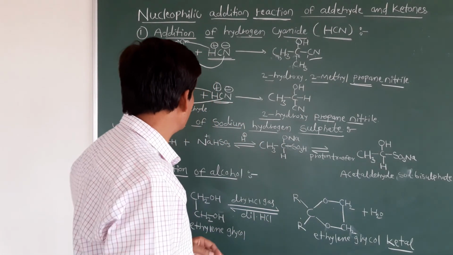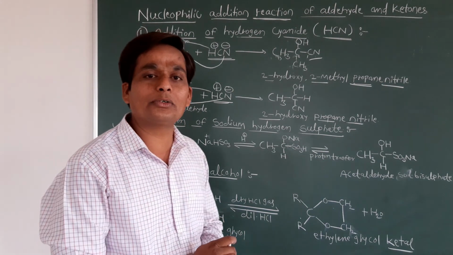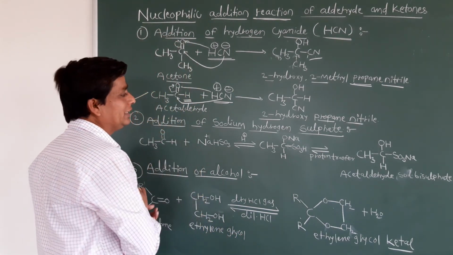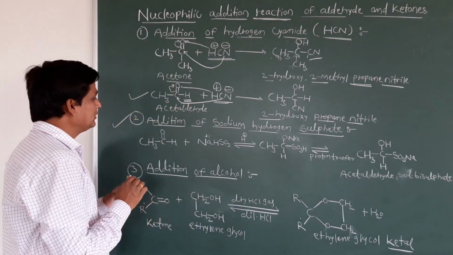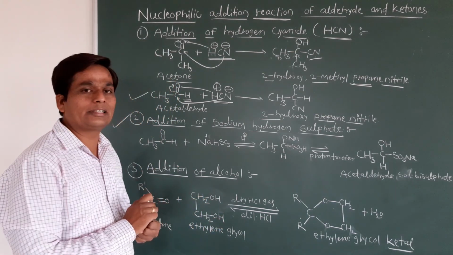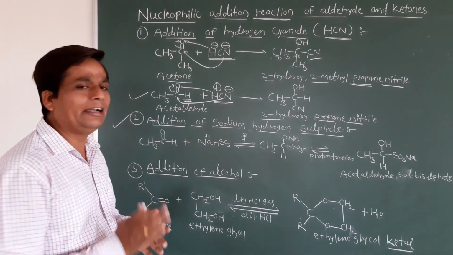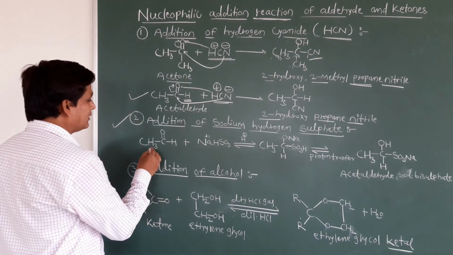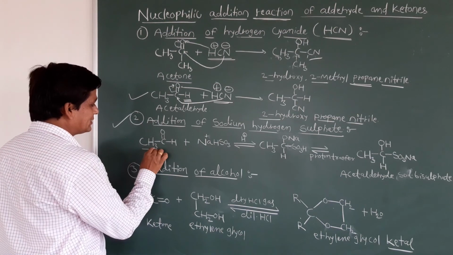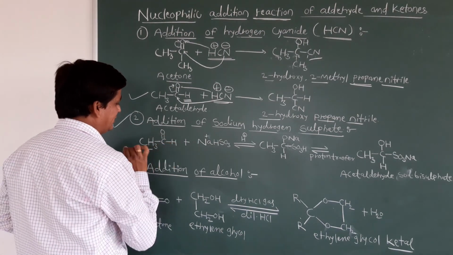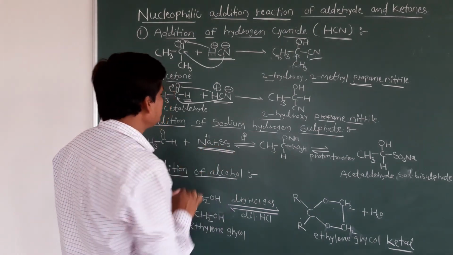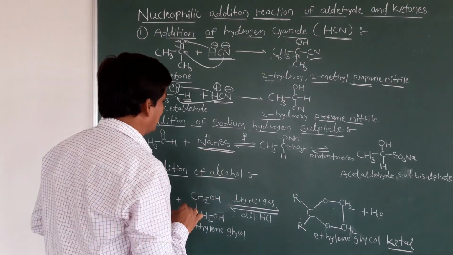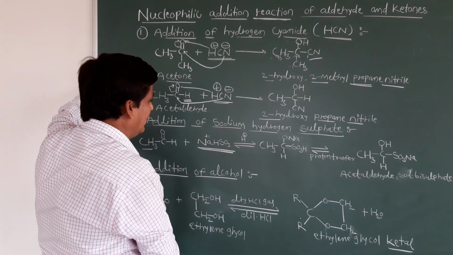Addition of sodium hydrogen sulfite. You know the structure of sodium hydrogen sulfite? NaHSO3 is nothing but sodium hydrogen sulfite. See here what happens when this sodium hydrogen sulfite reacts with an aldehyde as well as a ketone. Here I am taking the example of acetaldehyde, CH3 C double bond O H. Okay, this is acetaldehyde. So it reacts with sodium hydrogen sulfite. This sodium will carry the plus charge.